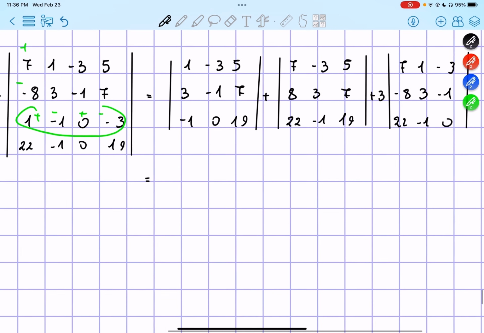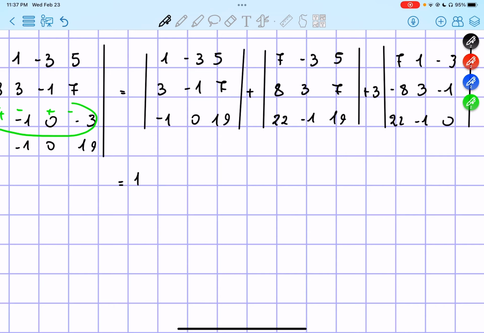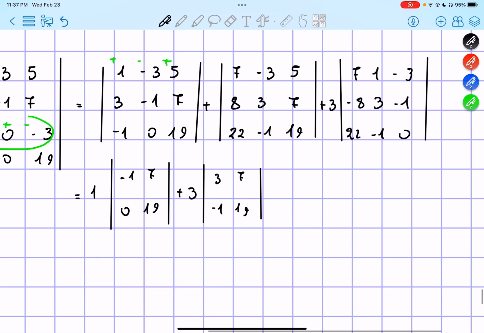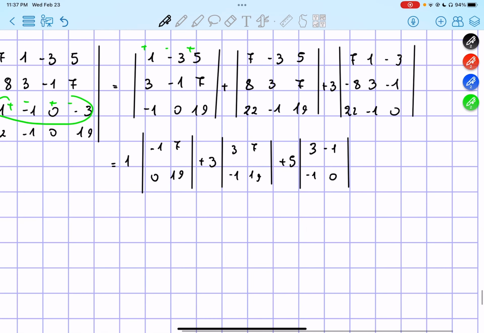Okay, so I'm just gonna do another development. I'm gonna do 1 and then the determinant of -1, 7, 0, 19. So I'm gonna have plus, minus, plus. So I'm gonna have plus 3 that multiplies 3, 7, negative 1, 19, and then plus 5 that multiplies the matrix of 3, negative 1, negative 1, 0. And that's for the first 3 by 3.